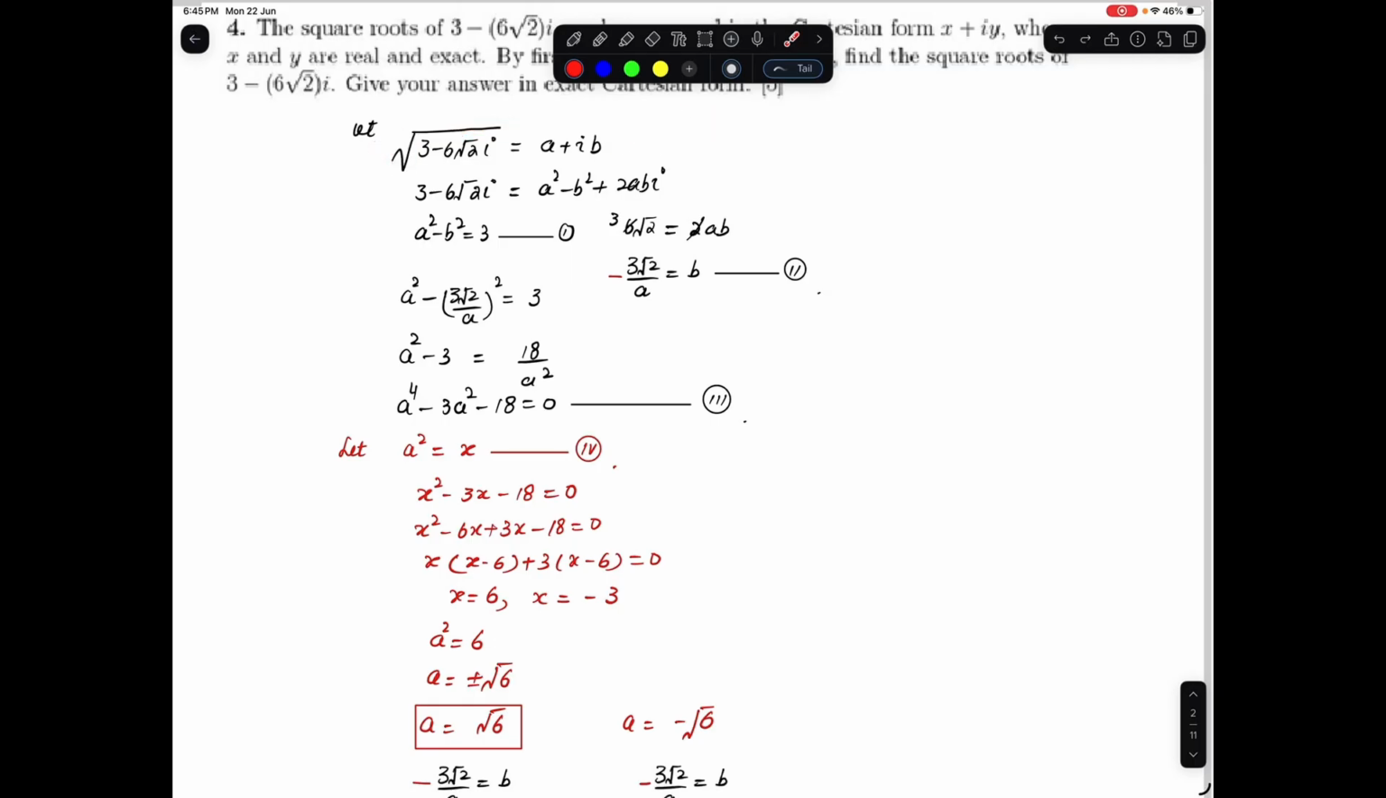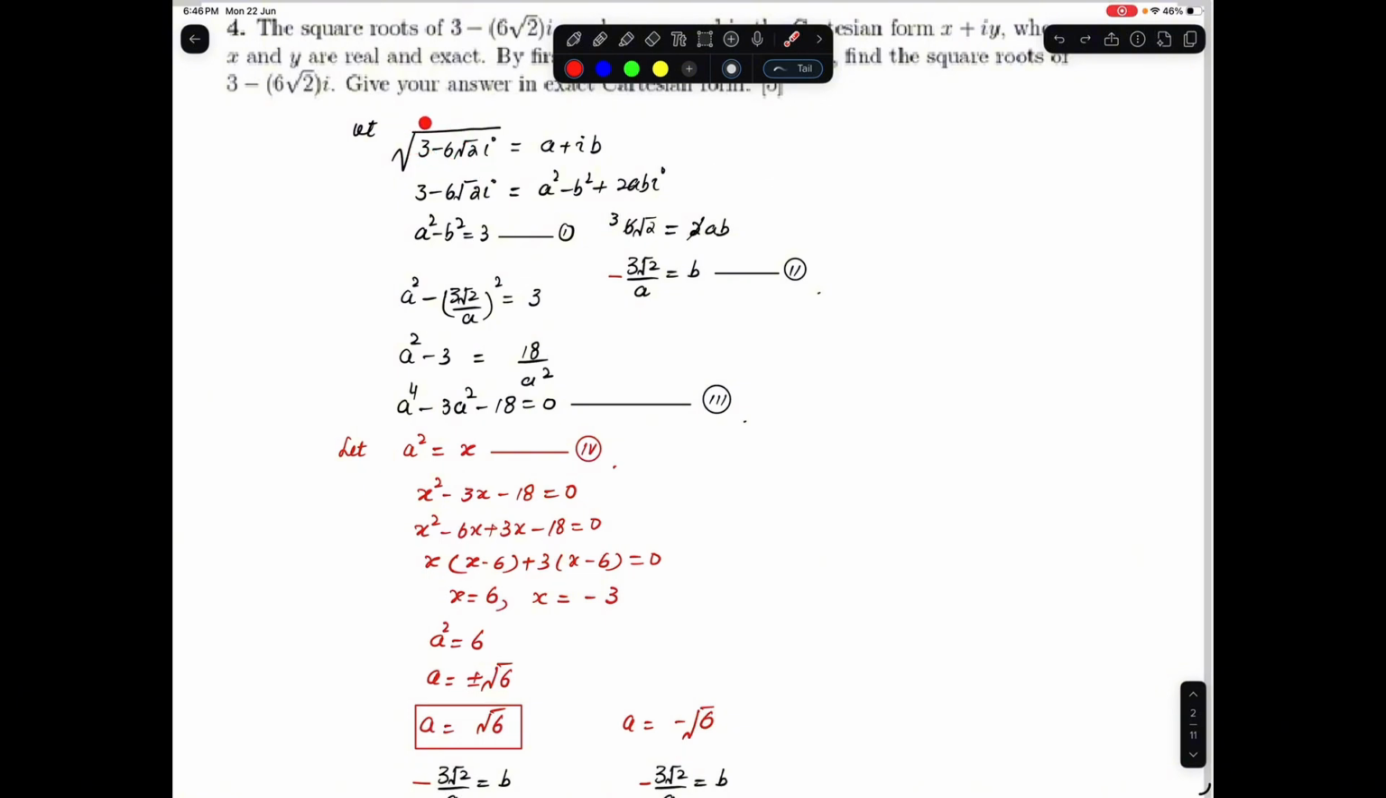A plus iota b, because when we take the square root of a real number, we get 2 real numbers. Same like that, when you take the square root of any complex number, you will get the 2 complex roots. So we will proceed with the question.